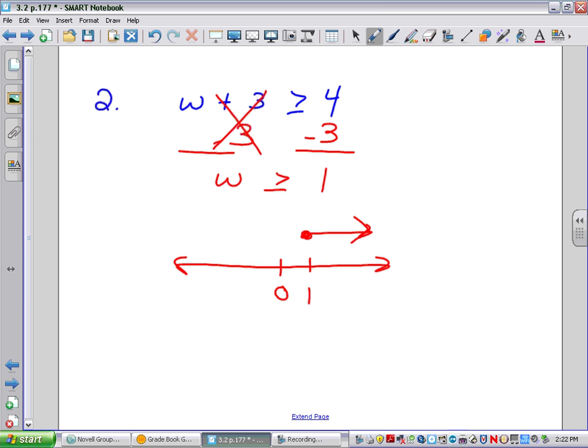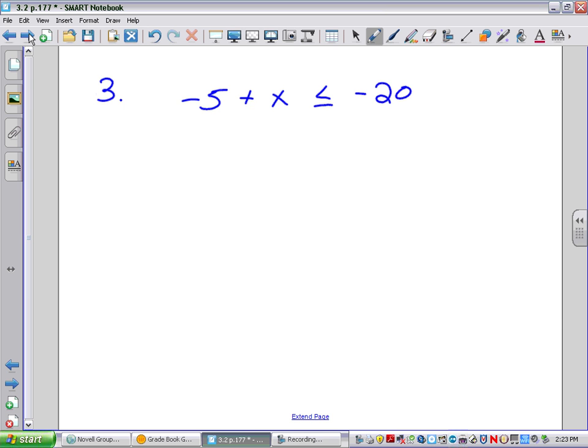Let's take a look at number 3. Negative 5 plus x is less than or equal to negative 20. Well, your x is okay where it's at. It's already on the left-hand side of the symbol. So no flip-flopping needed here. Just start off by adding 5. Mark out your opposites. X is less than or equal to negative 20 plus 5 would be a negative 15. So that's solved. We've just solved it.